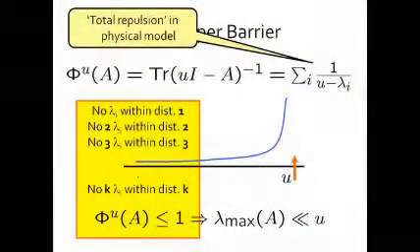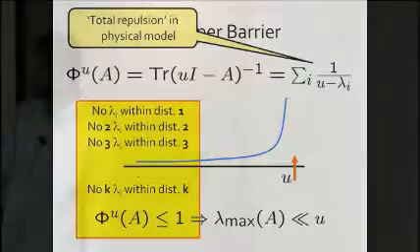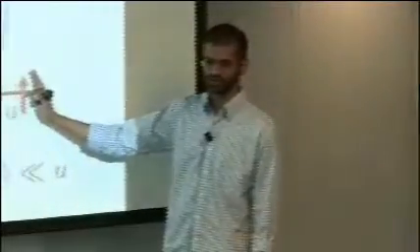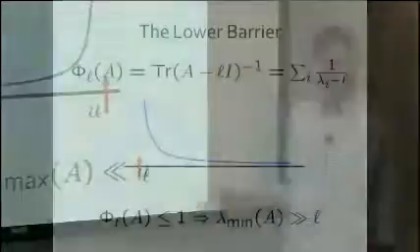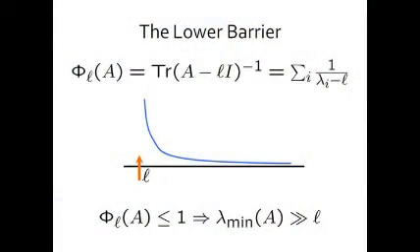Okay. And if you go back to the physical model, this is the total repulsion. If I had no slope, no gravity, I just had one charge barrier here, and I just had these guys sitting over here. So total repulsion. Okay. So the total repulsion is small. I can define the same thing for the lower barrier. It's exactly the same thing.